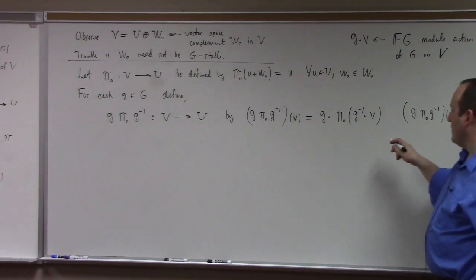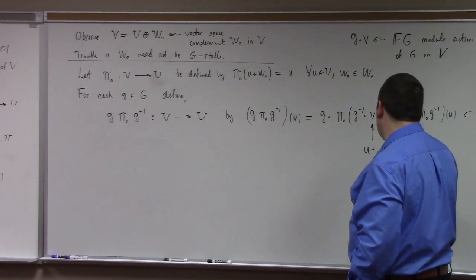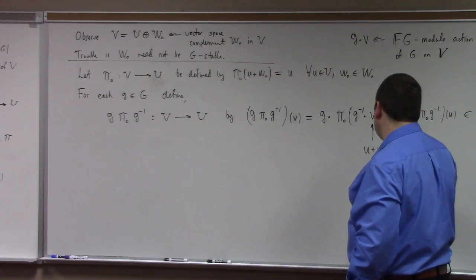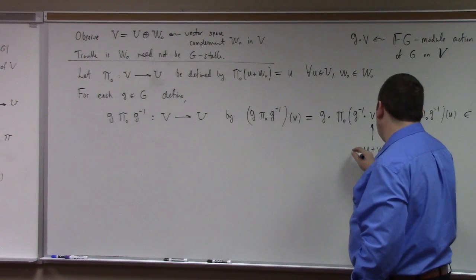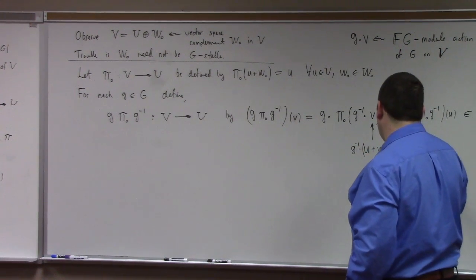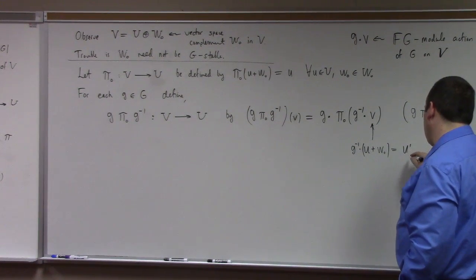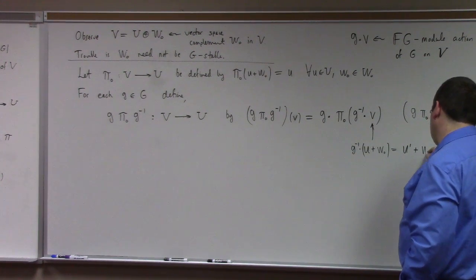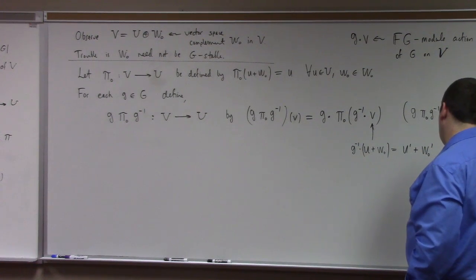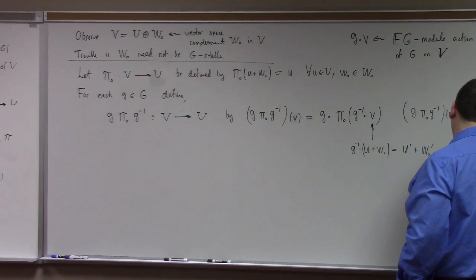Let's see here. This V has what decomposition? It can be broken down like U plus W, right? So I take G inverse dot this, right? I guess the point is that that itself is equal to, say, U prime plus W naught prime, where U prime is equal to G inverse dot U prime prime.